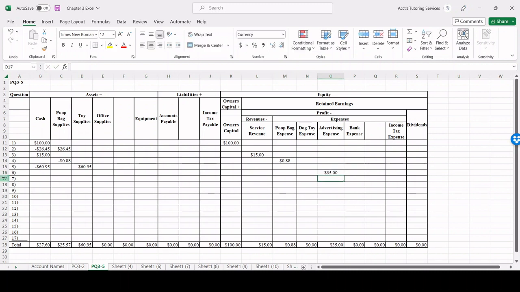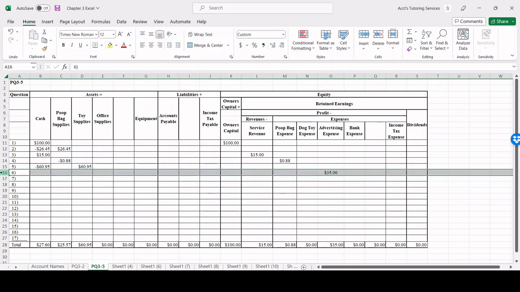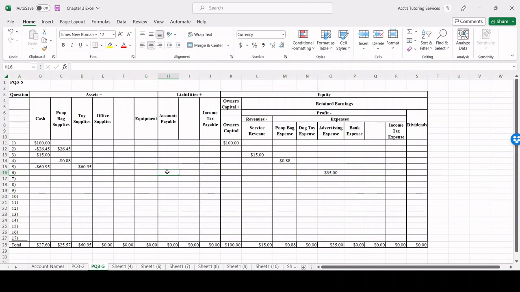And now since we got a loan from our mom, that gives rise to accounts payable for $35. Since there's no interest attached to it, it's not going to be a bank loan or anything. It's just going to be strictly accounts payable.